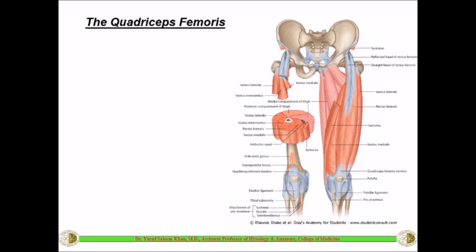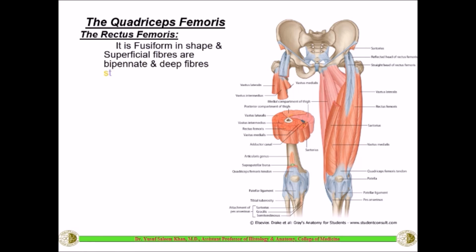Now coming to the second muscle, the Quadriceps femoris. As I said, Quadriceps femoris has four muscles. The first one is the rectus femoris, which is the most anterior. Here you can see the rectus femoris. Here you can see the cut section of the same.